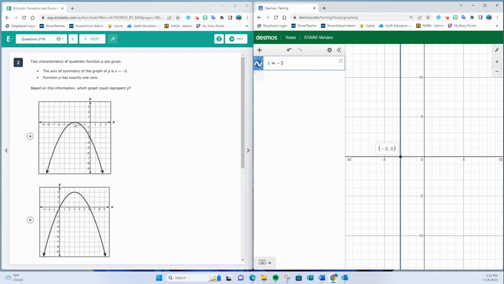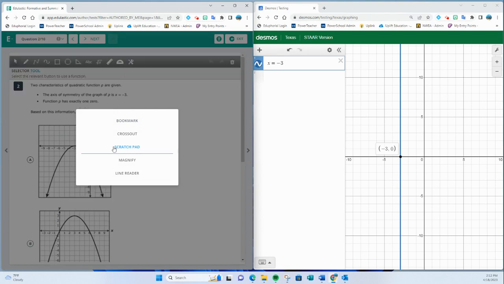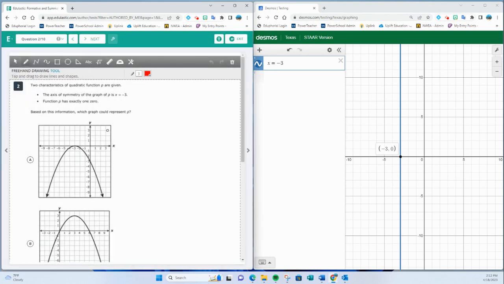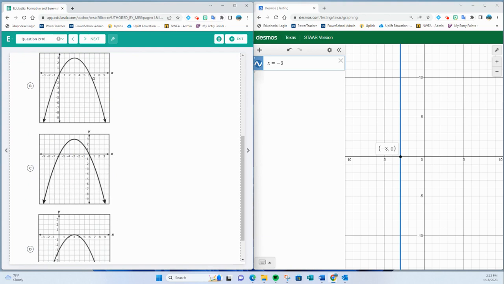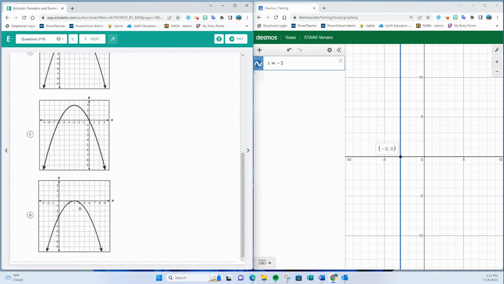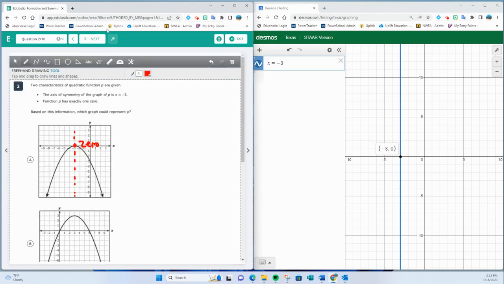Well, this one right here, the very first one, has an axis of symmetry at -3. So if I was to draw in that axis of symmetry, it'd be right here at -3. And it only touches the x-axis at one point, so it has 1, 0. If I look at the other ones, this has 2 zeros, 2 zeros, and this one has 1, 0, but its axis of symmetry is at +3 instead of -3.